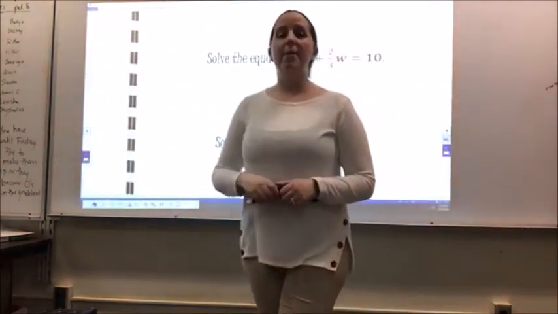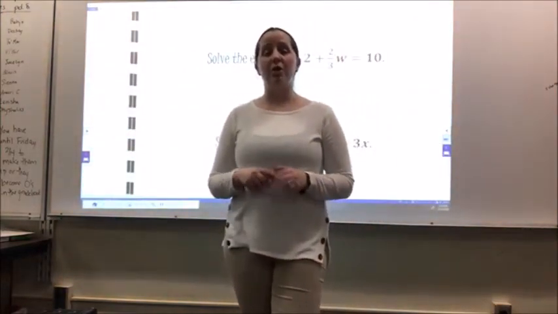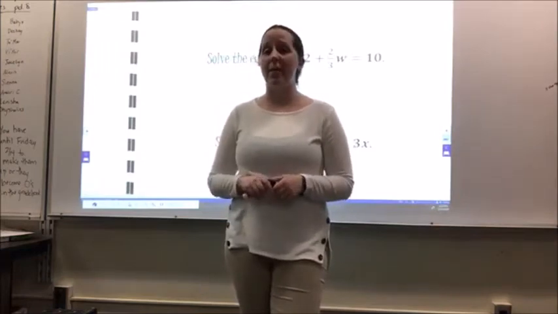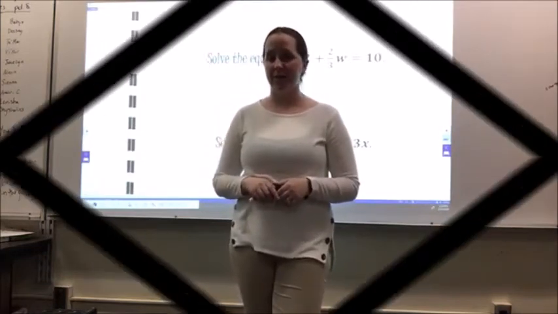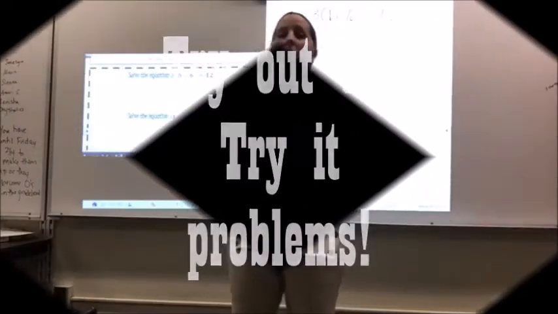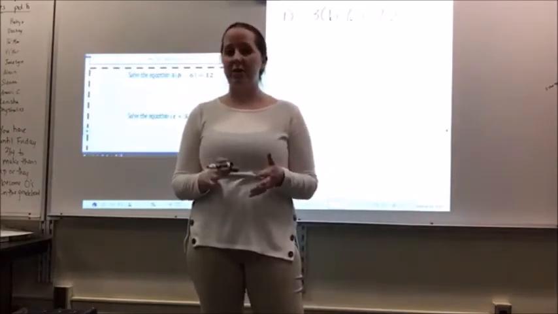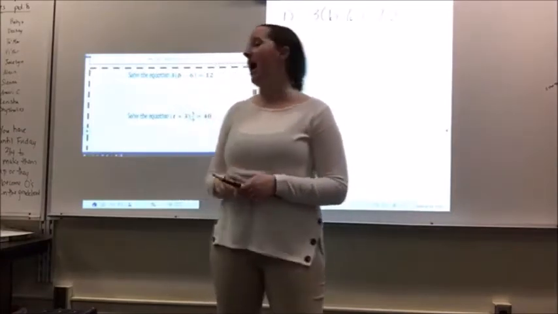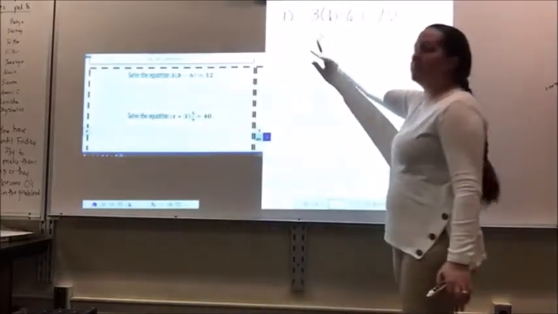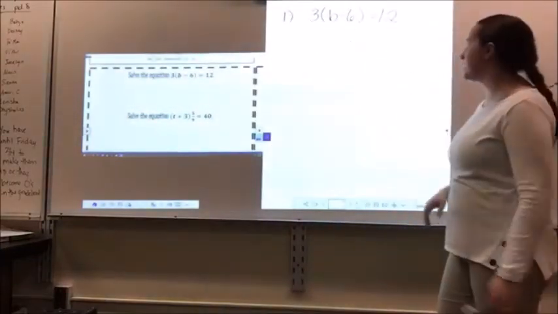All right, there are a couple of try it problems out below. I want you to go ahead, pause the video, try them out, and when you're done, we'll go over the answers together. All right, now that you've had a chance to try out the try it problems, let's go over the answers together. So the first one I have is solving 3 times the quantity b minus 6 equals 12.